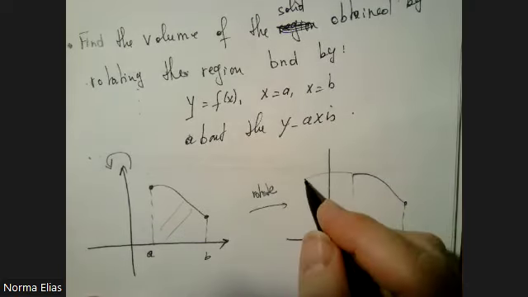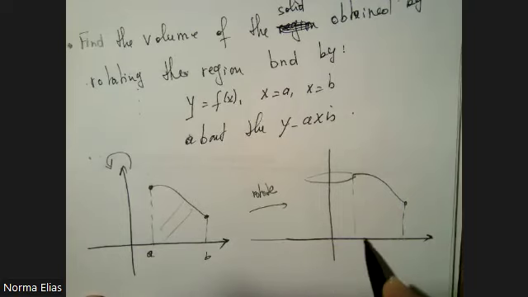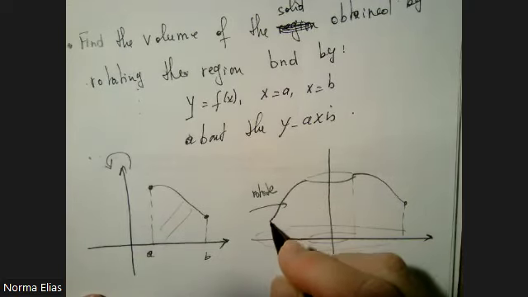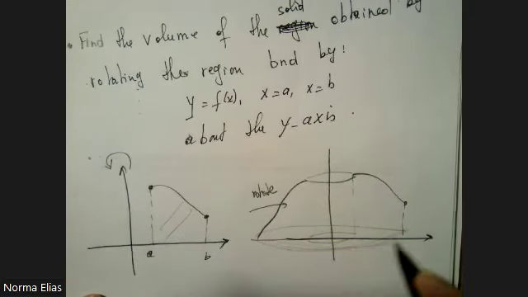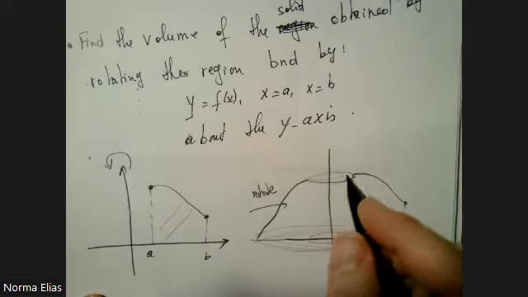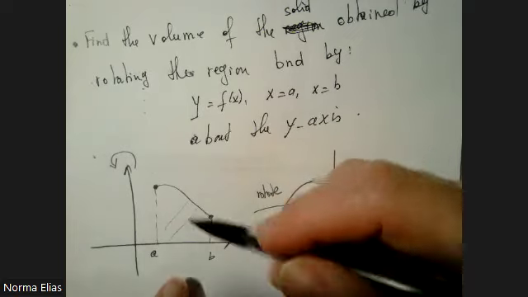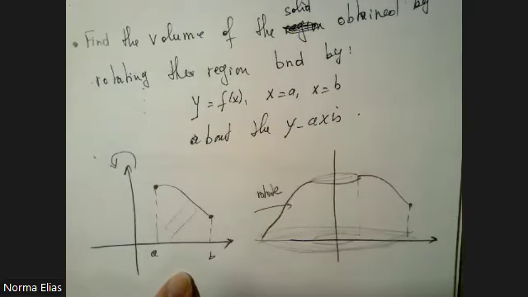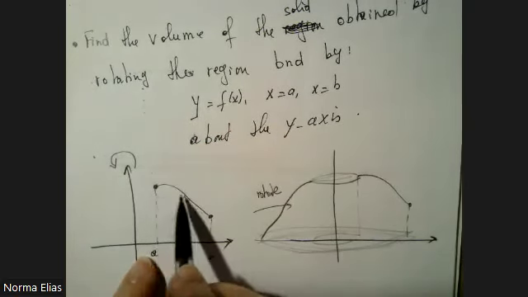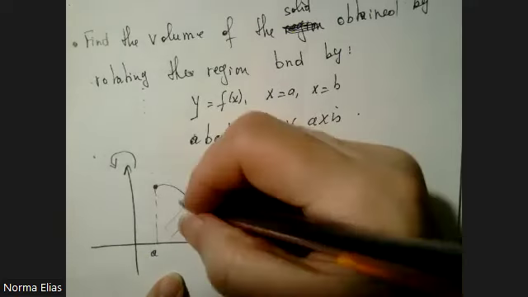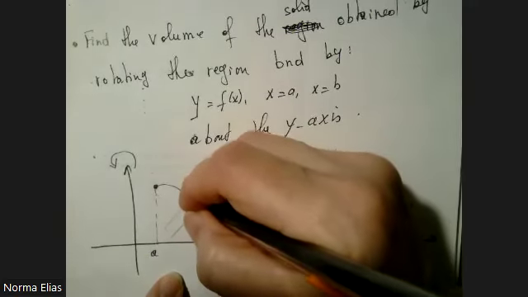So I rotate here. And I rotate that piece. So I'm going to have something like that. So that's the region I will get when I am rotating. All right. And now the idea is, we're rotating about the y-axis, but I'm not taking those horizontal slices. I am really covering it with vertical slices.